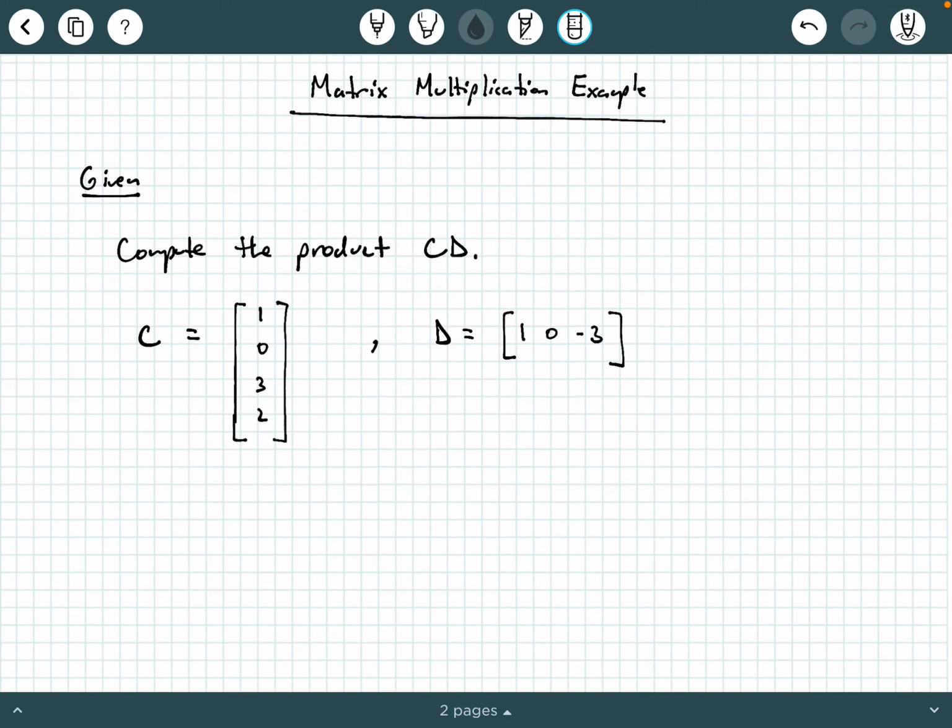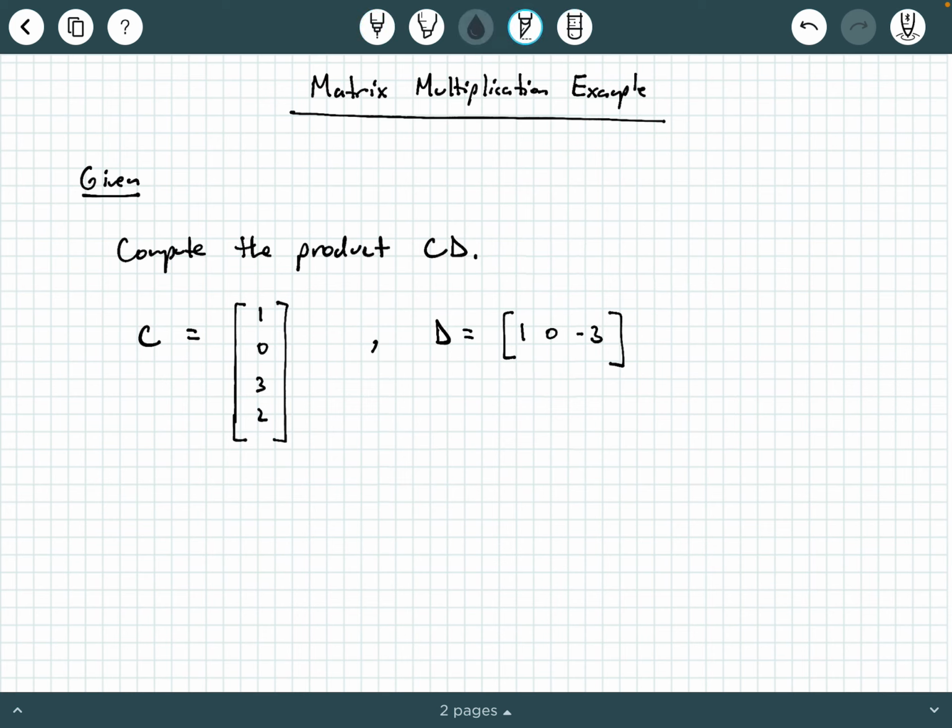Hey everybody, in this video we are going to be exploring an example of matrix multiplication. I did a couple of other quick examples of matrix multiplication in my other videos, so if you haven't watched those, you need to check that out. But we're going to jump right into this example.